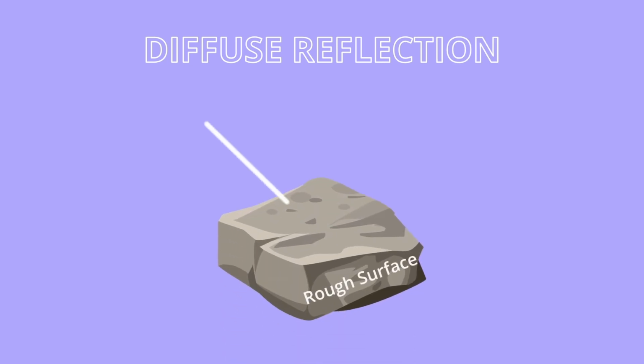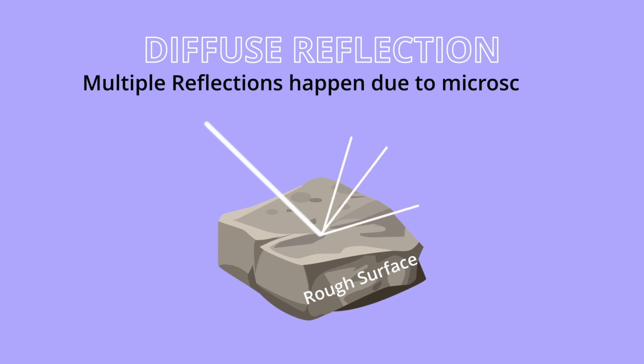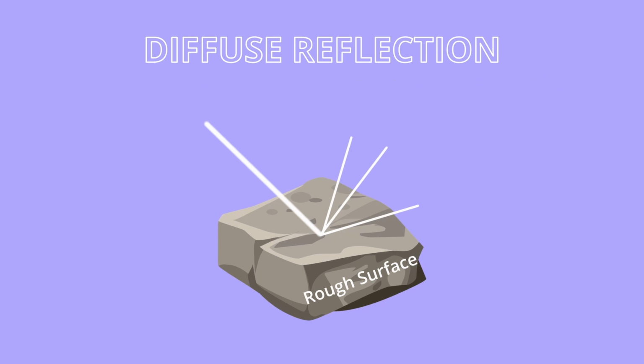Another type of reflection is diffuse reflection. When a light ray strikes a rough surface, it bounces back in many directions due to multiple reflections by the microscopic irregularities. Every reflection we see is mostly diffuse reflection because most objects we see have rough surfaces.